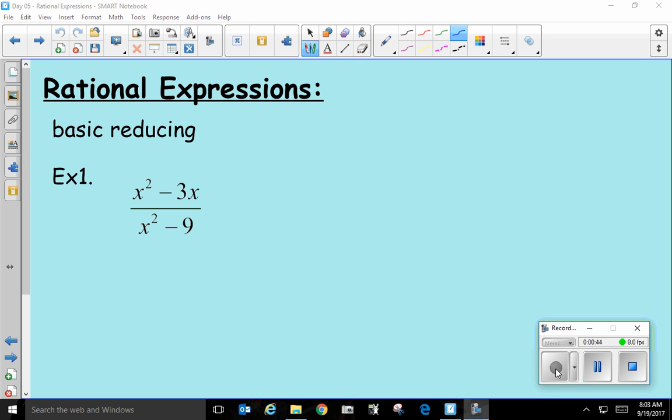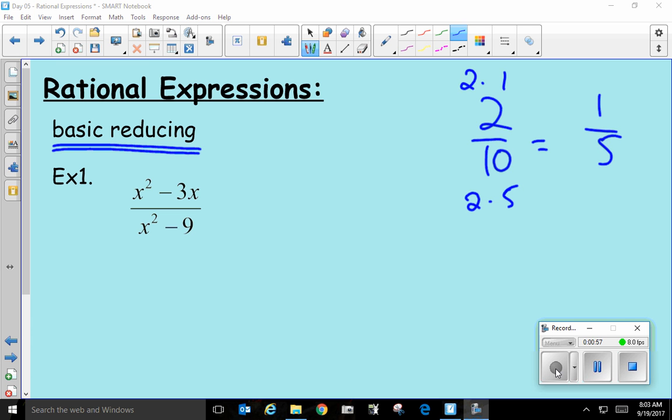We are not going to divide. We are just going to reduce. If I had a fraction 2 over 10, we know that reduces to 1 over 5, because this is 2 times 1 and this is 2 times 5, correct? And my 2 is canceled. So we're going to do the same thing.